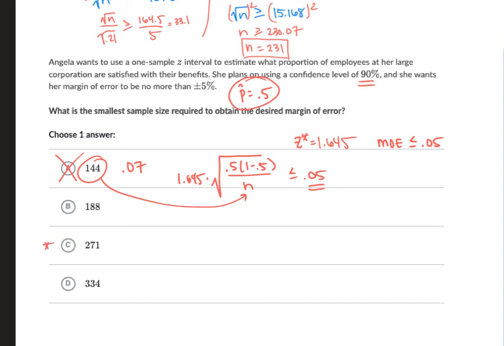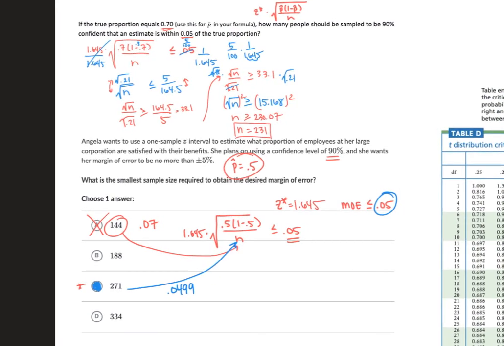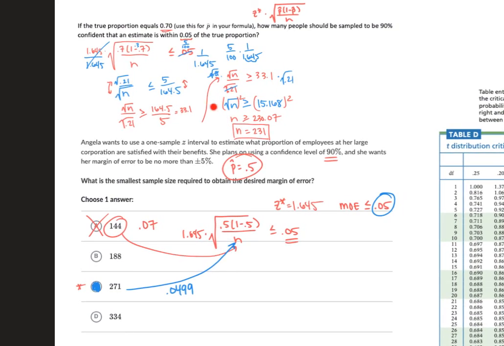Let's try C. Now let's plug in 271 for n and see what we get. Plugging in 271, we get 0.0499. That's just under 0.05, and I don't think we can get any closer than that, which means C is the correct answer choice for this one. So if you're given an open-ended question, yes, you are going to have to do some crazy algebra, but if it's a multiple choice problem, you can just plug in these numbers to see which one gives you the margin of error that you want.